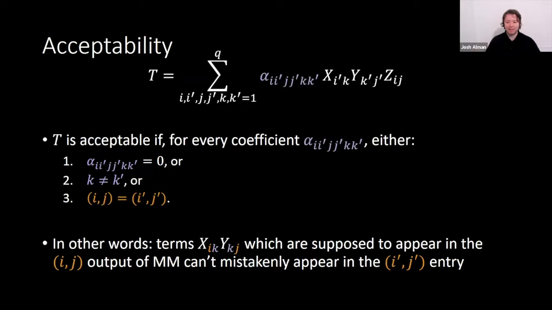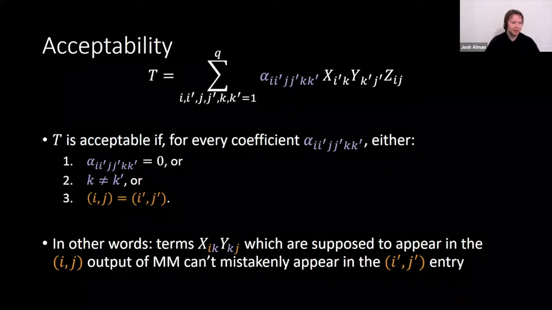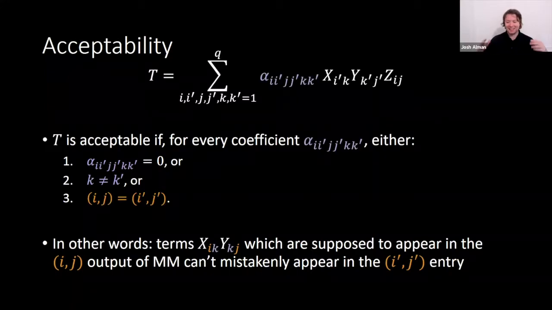So if it appears with a non-zero coefficient and k is equal to k prime, so this is a term that's really supposed to show up somewhere in matrix mult, then it has to show up in the right spot. So terms that are supposed to show up in one entry of matrix mult aren't allowed to show up in other entries of the tensor.